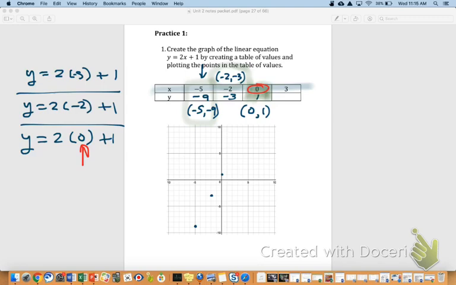How about the last one? Ellie, did you plug in a 3? I got 7. Let's find out. So y equals 2 times 3 plus 1. Order of ops would be 6 plus 1. 7 makes a lot of sense.